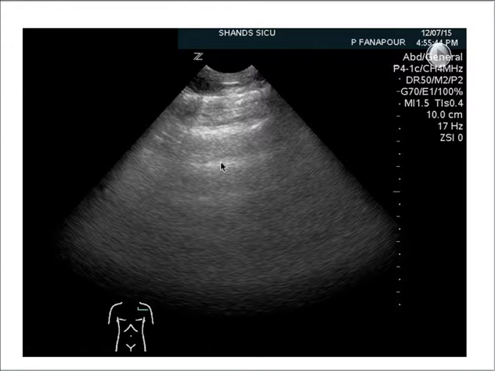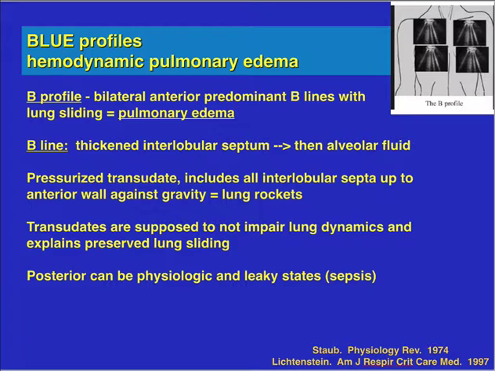This is a picture of someone who has what I would say prominent A lines. You can actually see A lines more prominent than normal. We've talked about this, but if you have a B profile, that's bilateral anterior predominant B lines with lung sliding, that indicates pulmonary edema. Now remember, without lung sliding, having a B profile can indicate ARDS or pulmonary fibrosis.